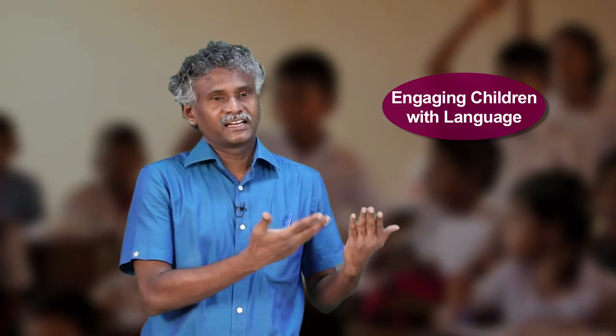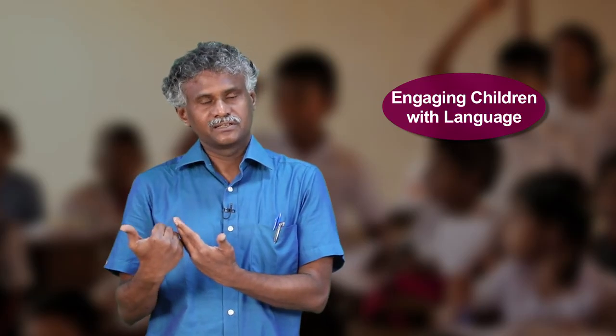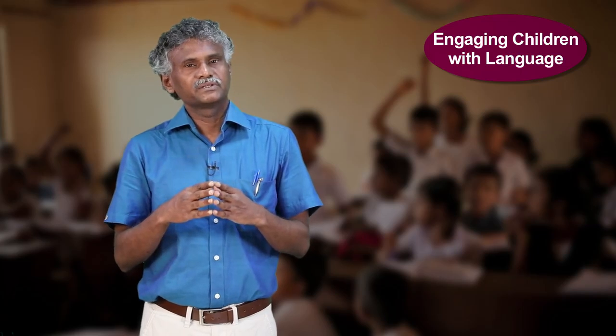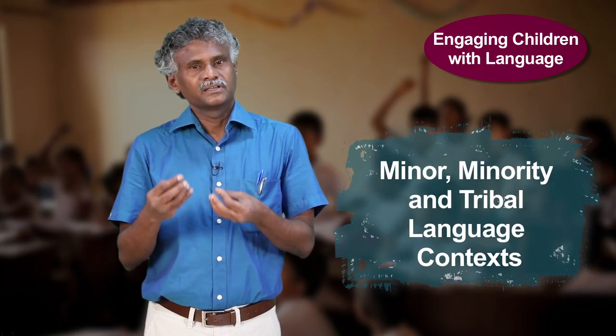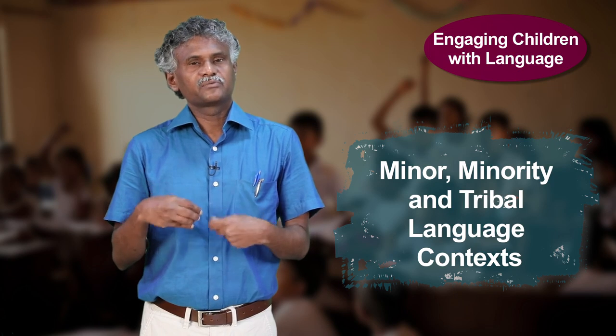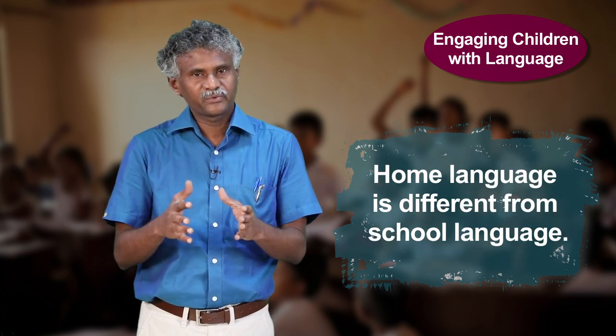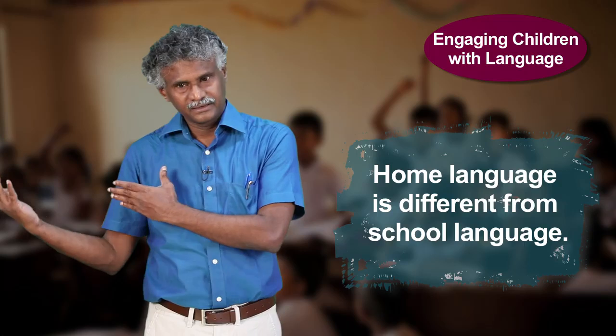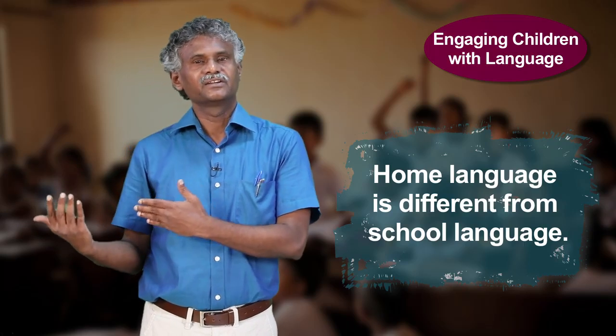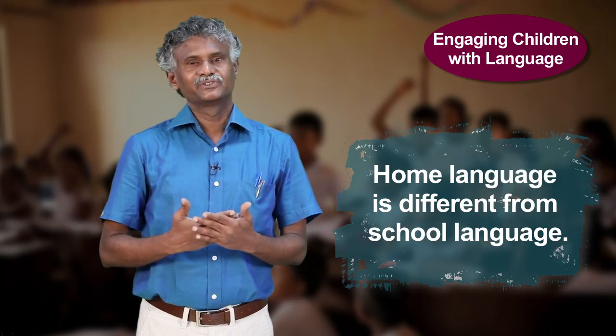So, it means that the child knows grammar implicitly, not explicitly. And the second language is introduced in the Indian context. Mostly it is the English language, and there are problems of children in minority tribal language contexts. The home language and the language of the neighborhood is different from the language of the school. So, let us see some activities through which we can build familiarity with the language and engage children with language.